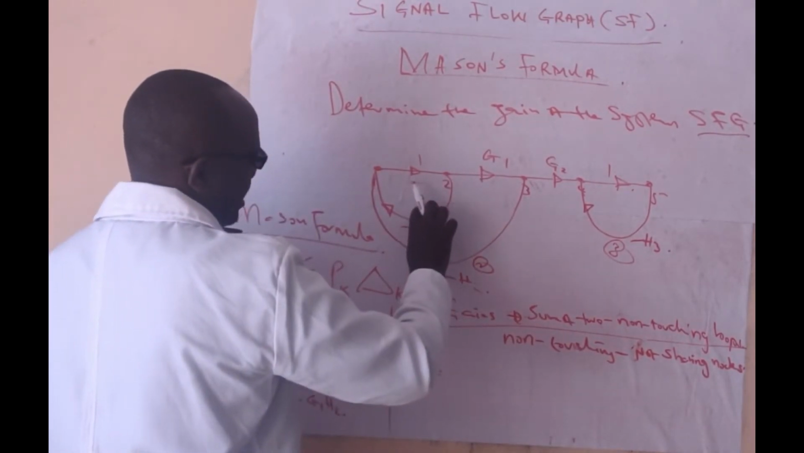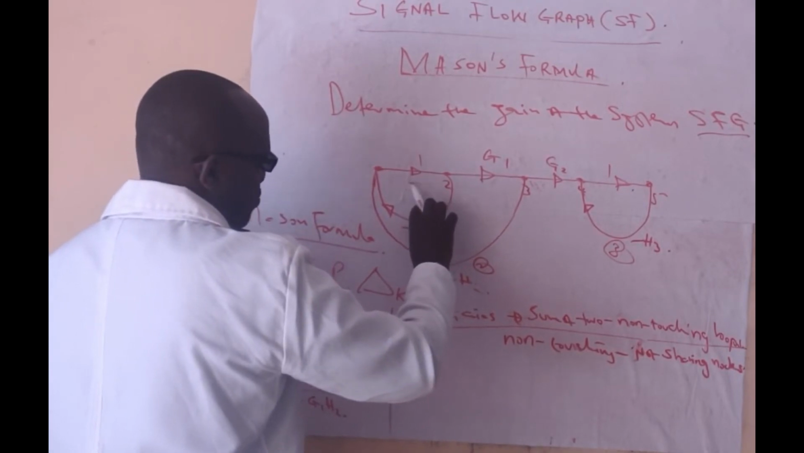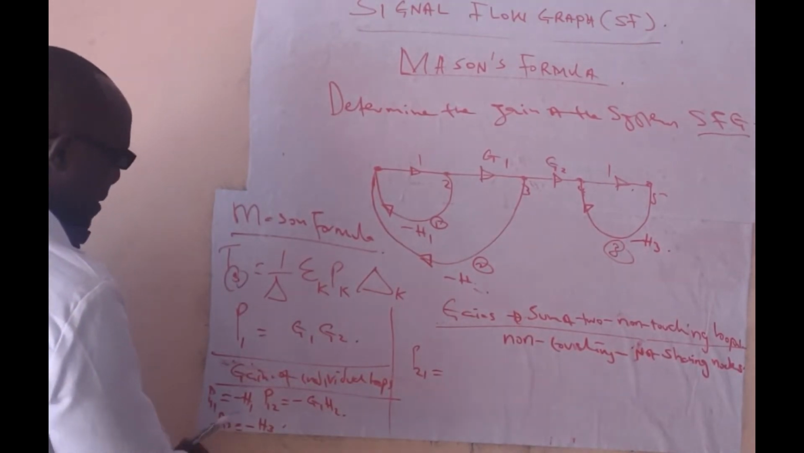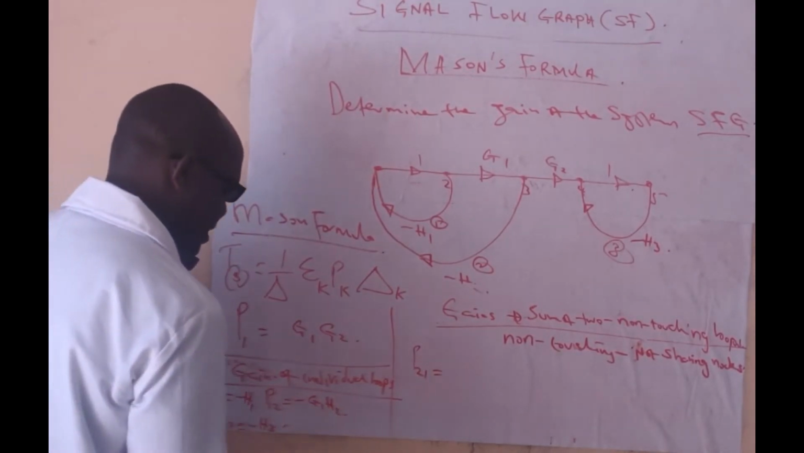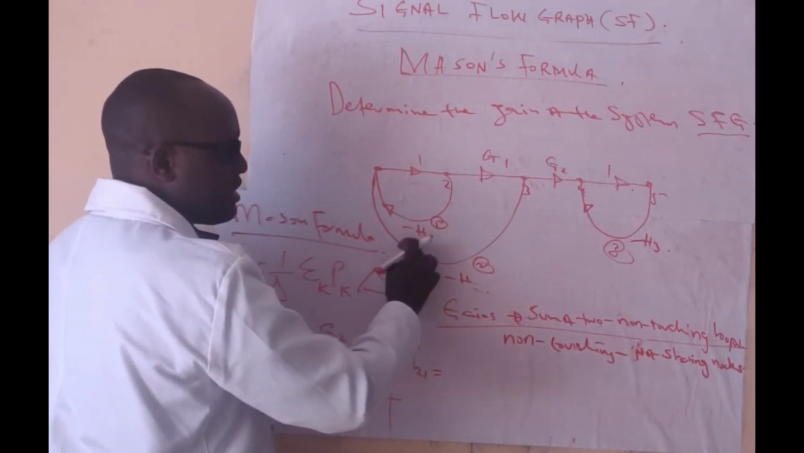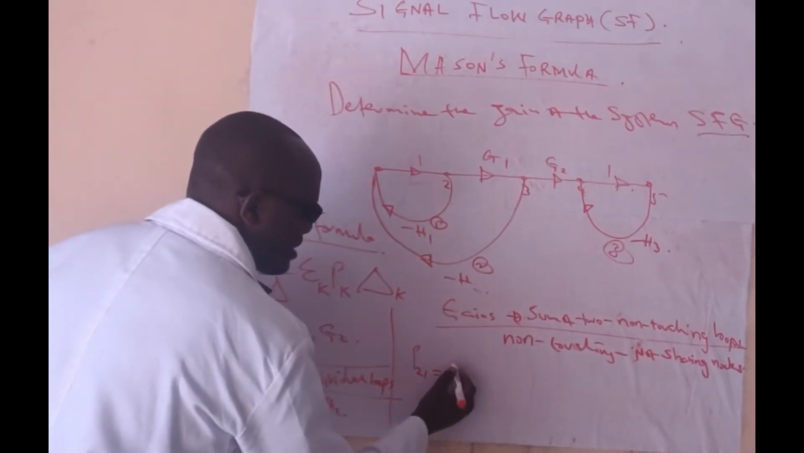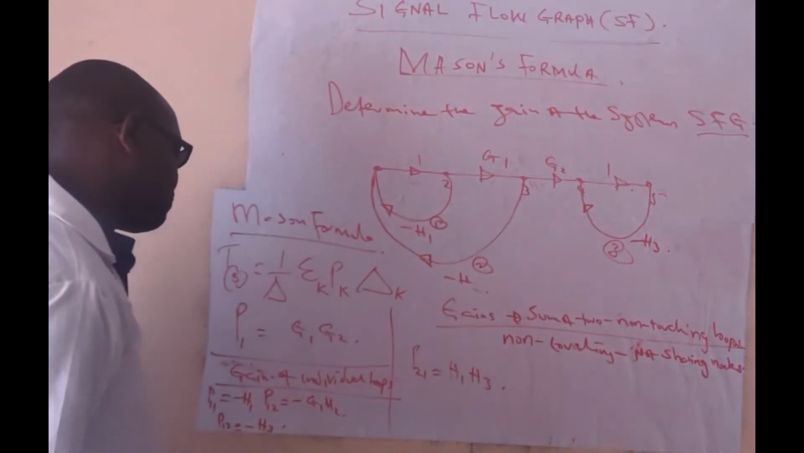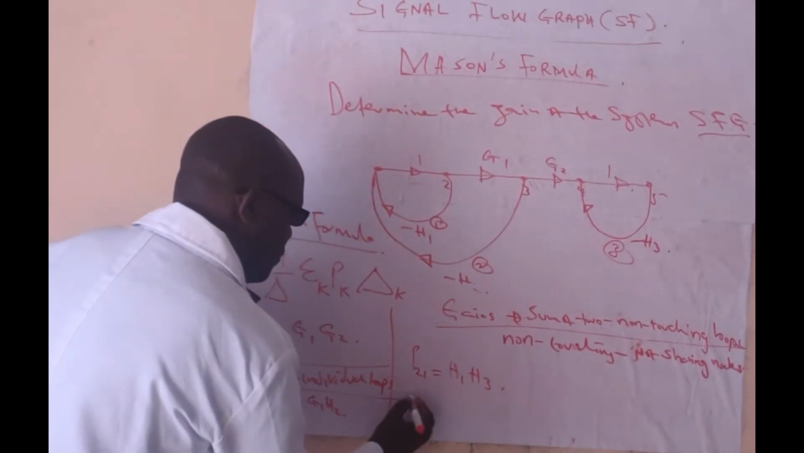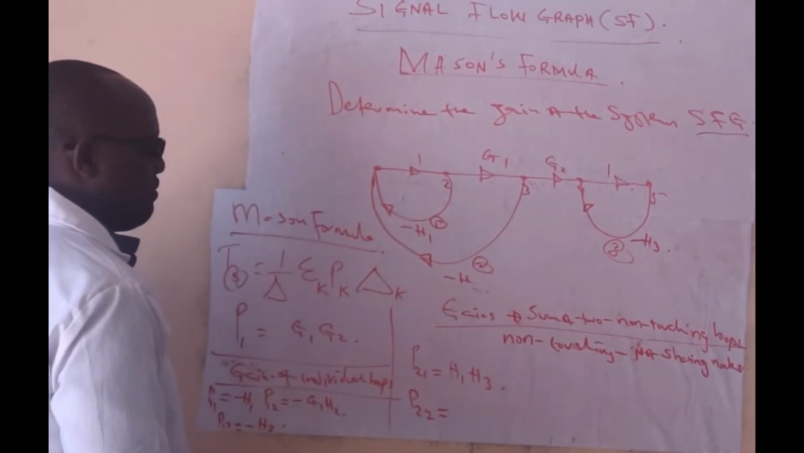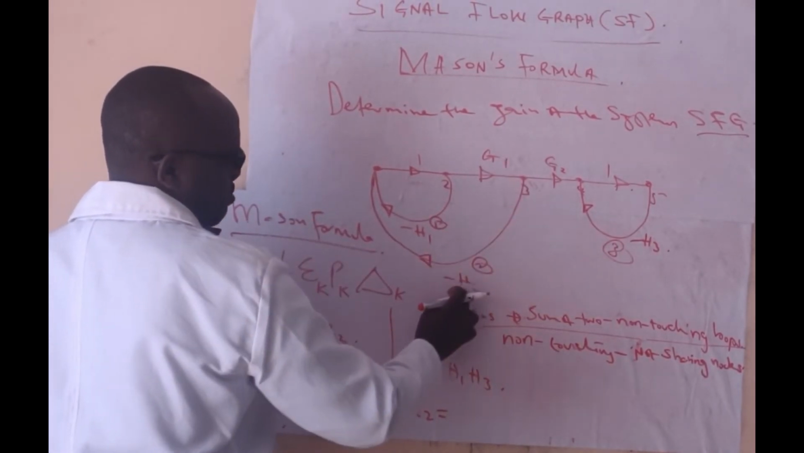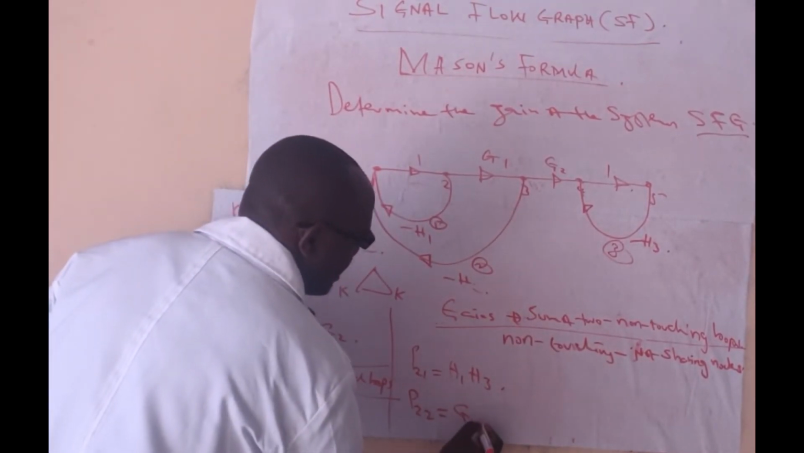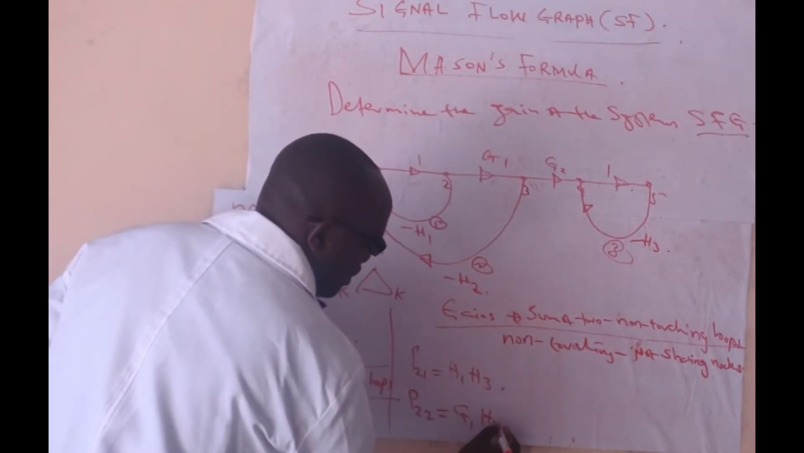We can start with this one, H1, this one and this one. So this one was H1 multiplied by H3. So H1 negative and negative H3 will give us H1 H3. Now this one and the other one. So we say P2 2 should give us G1 H2, and this one. So negative and negative will cancel. So we shall have G1 H2 H3.